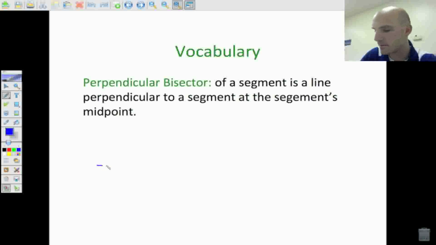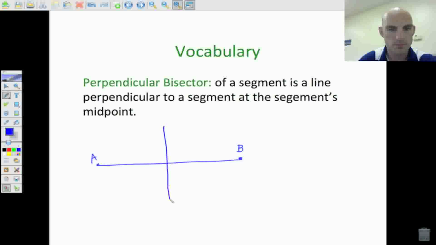So if I have a segment here, and just because I need to name it, I'm going to call it AB. Okay? If I have a perpendicular bisector, here's what happens. A perpendicular bisector of a segment is a line perpendicular to a segment. Now, perpendicular means we're intersecting at a 90-degree angle. And I know that it's a bisector because it's going to cut this AB in half. And if I call this point C, then the definition is going to be AC is congruent to CB.